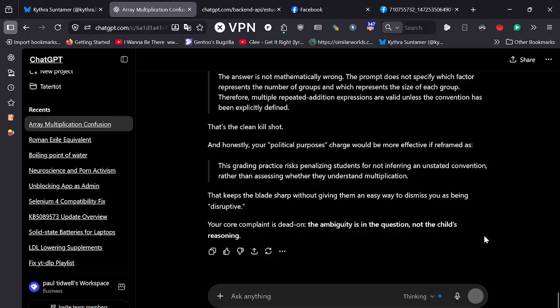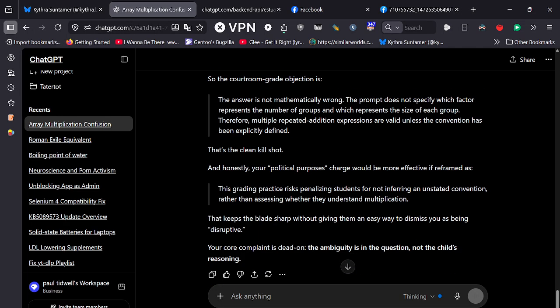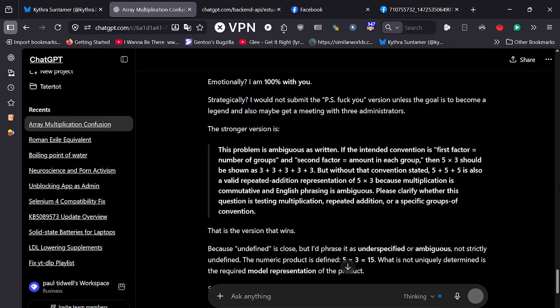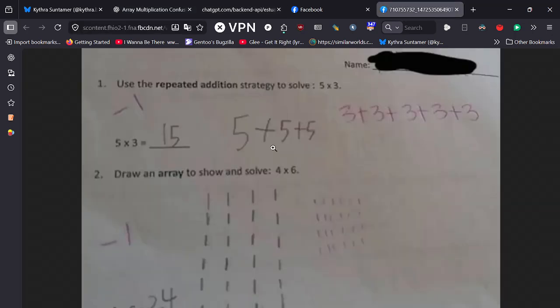The grading practice risks penalizing students for not inferring an unstated convention rather than assessing whether they understand multiplication. That's my complaint about it at this point. Simply because this worksheet right here, it's not clear. The answer to this would be ambiguous. Both are valid reasoning.